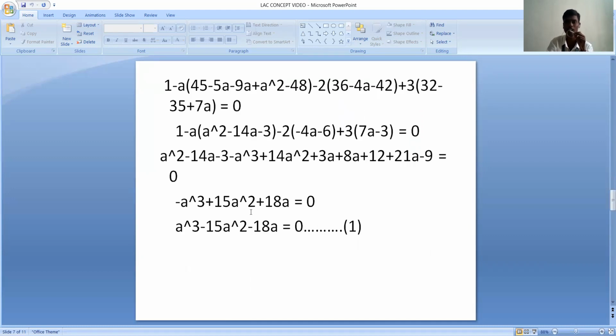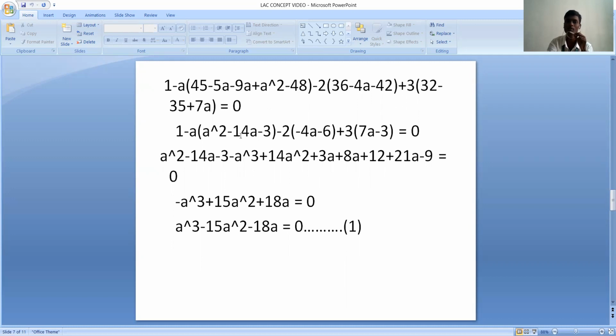Next, by doing multiplication and addition, 1 minus a into (45 minus 5a minus 9a plus a squared minus 48), next minus 2 into (36 minus 4a minus 42), plus 3 into (32 minus 35 plus 7a), and the whole equation is equal to 0. Now I want to solve the subtractions and additions present in the brackets.